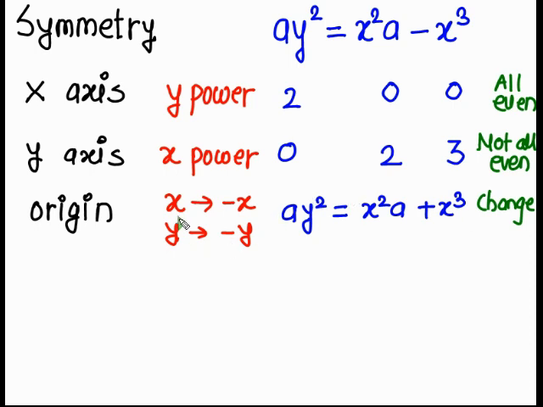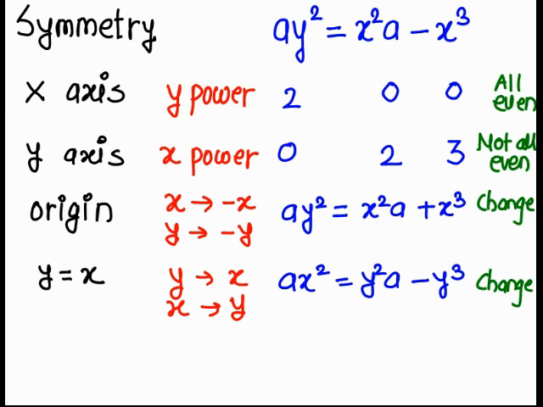Now we need to check whether it is symmetric about the origin or opposite quadrant. For that we need to replace x by minus x and y by minus y. If you observe here, we get ay square is equal to a x square plus x cube, since minus x cube is minus x cube, so minus will become plus. This equation and the original equation are different, so there is a change in the equation of the curve. Therefore it is not symmetric about the origin.